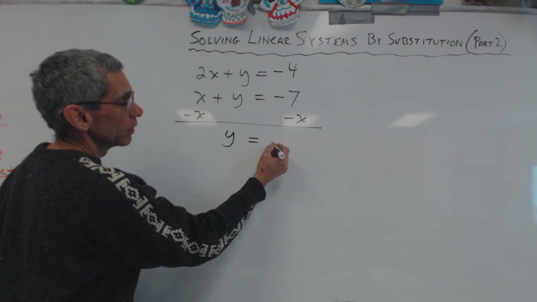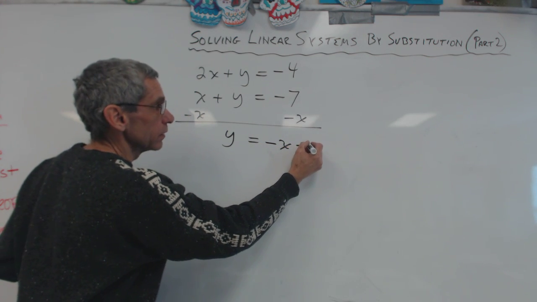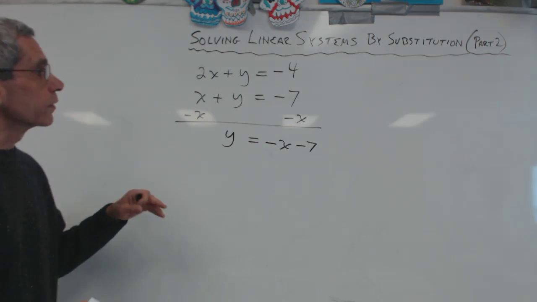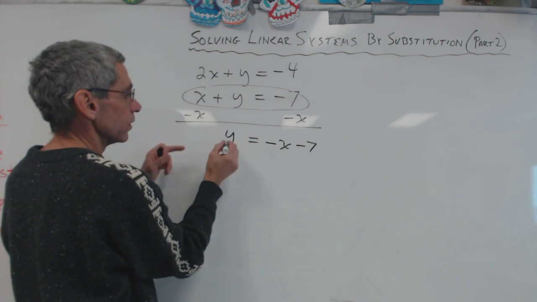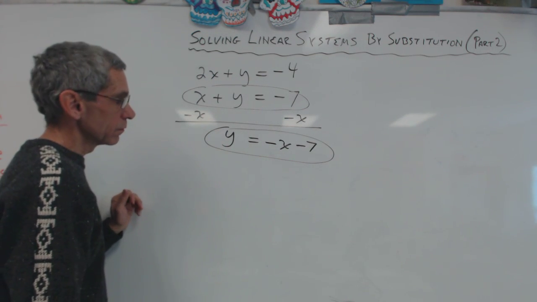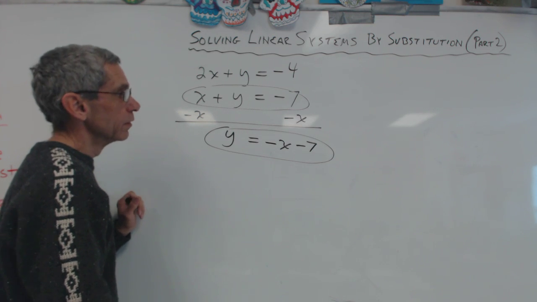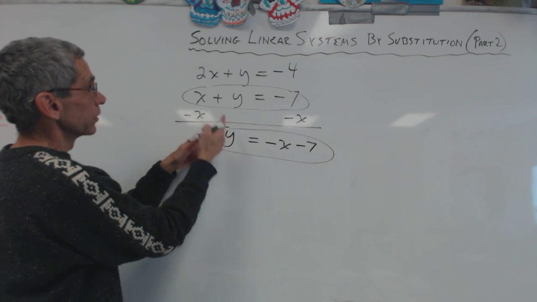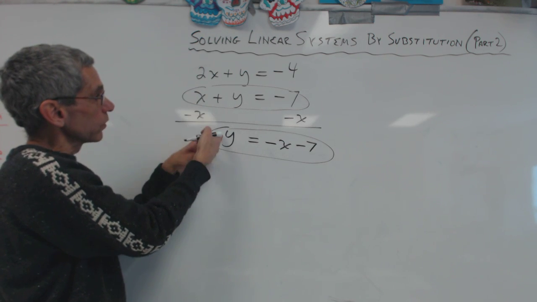Y is equal to, and remember I put the x first, minus x minus 7. We still have negatives, but that's okay. We'll deal with it. So now this equation has become this equation. You agree with me? So I've got my y equals, here's my other equation, and here's my y equals. This is the same as this equation.